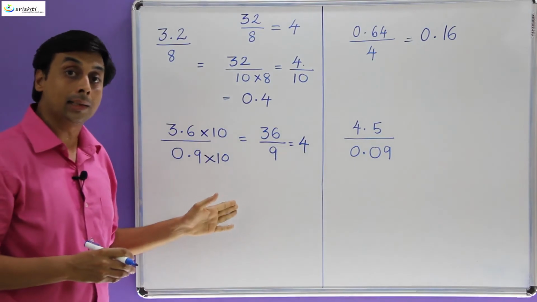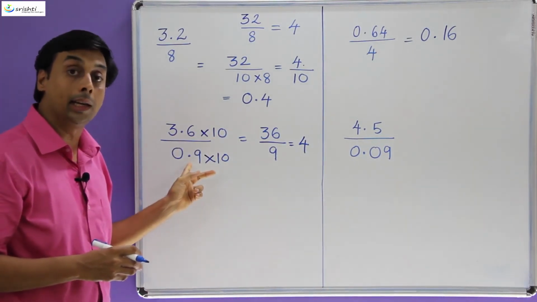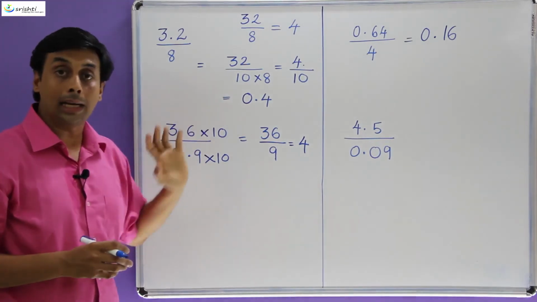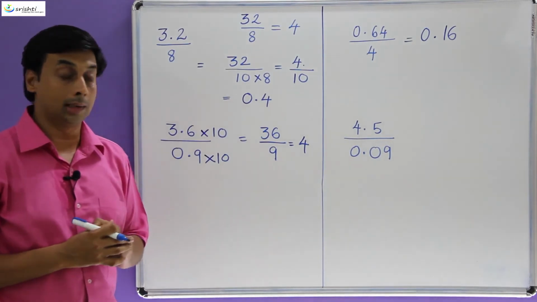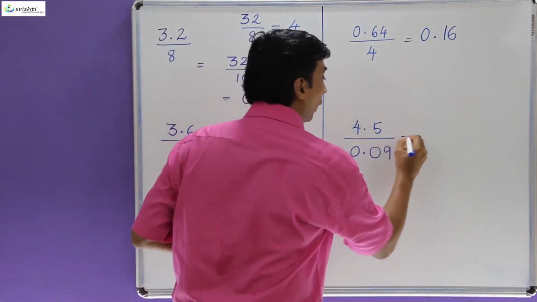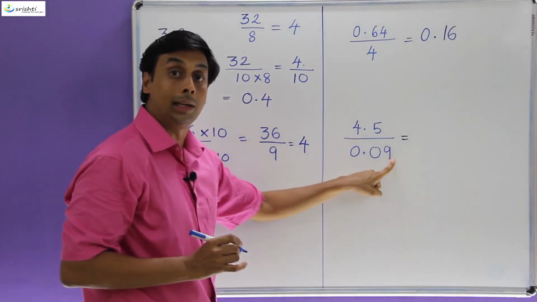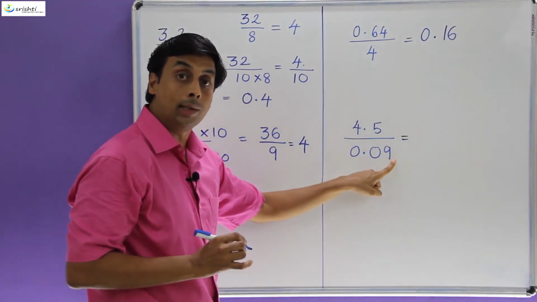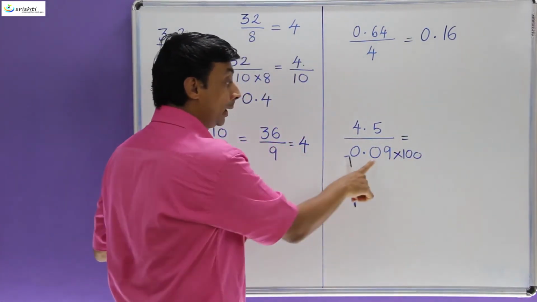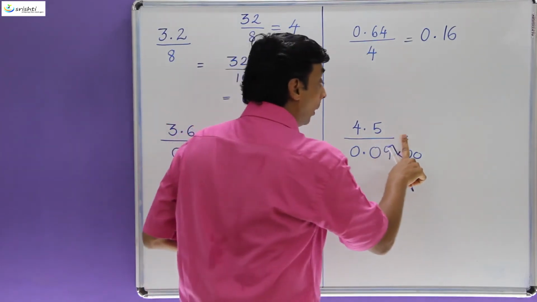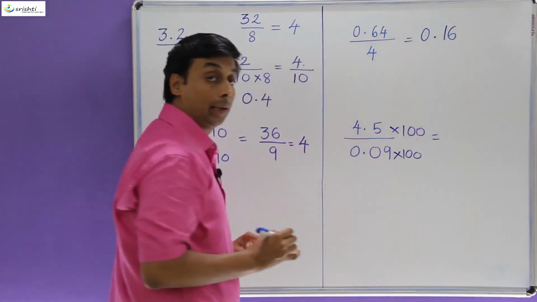So the idea is you should always try to eliminate the decimal points in the denominator. The numerator can have decimal points, no problem, and then you divide and adjust your decimal points. Let's take a look at this problem. What should you do to eliminate the decimal points in the denominator? You should multiply 0.09 by 100. Why 100? Because there are two decimal places in the denominator. If I multiply the denominator by 100, I should also be multiplying the numerator by 100.